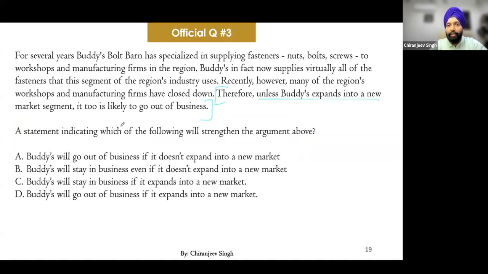This statement we have already discussed. It means that if Buddies does not expand, it is likely to go out of business. So it's likely to go out of business if it doesn't expand, which is what option A is saying. So definitely this is correct, because as we said, it means if Buddies does not expand, it is likely to go out of business, which is what this is saying. If it doesn't expand it will go out of business. It is even stronger.